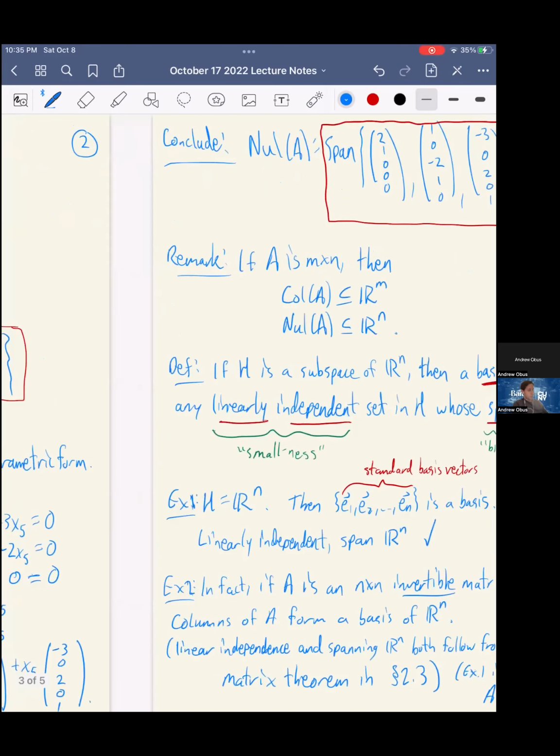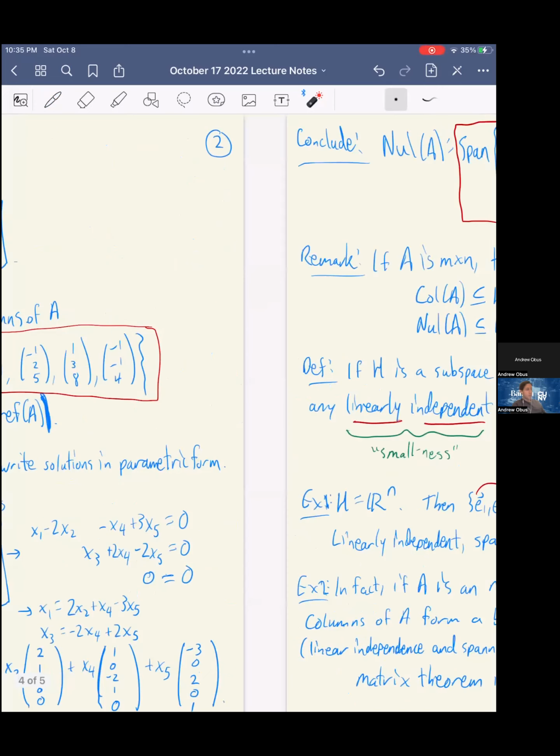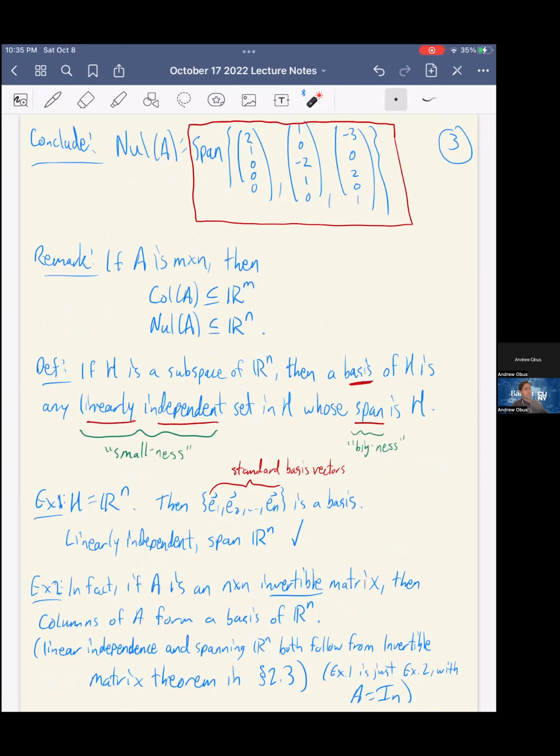So let's just look back at this example. We had this matrix A. Let's say you want to compute a basis for the null space of A. Well, you compute its row-reduced echelon form, you solve the equation Ax equals 0, you write it in parametric form, and you get x2 times this vector plus x4 times this vector plus x5 times this vector. And then we wrote the null space of A as the span of those three vectors. So we know these three vectors span the null space of A. I want to claim that they're always going to be a basis also.